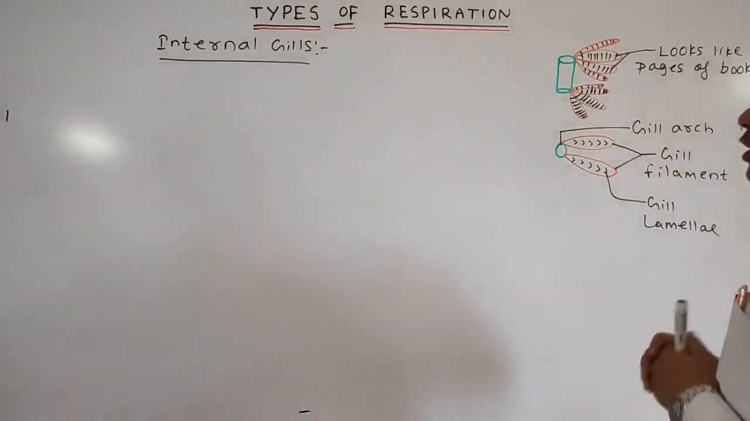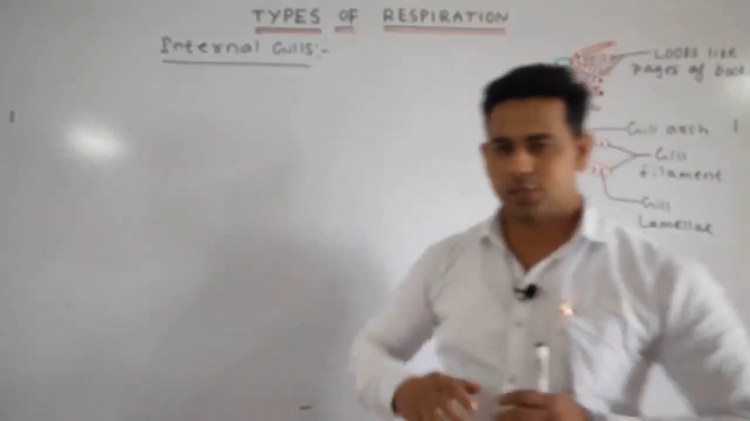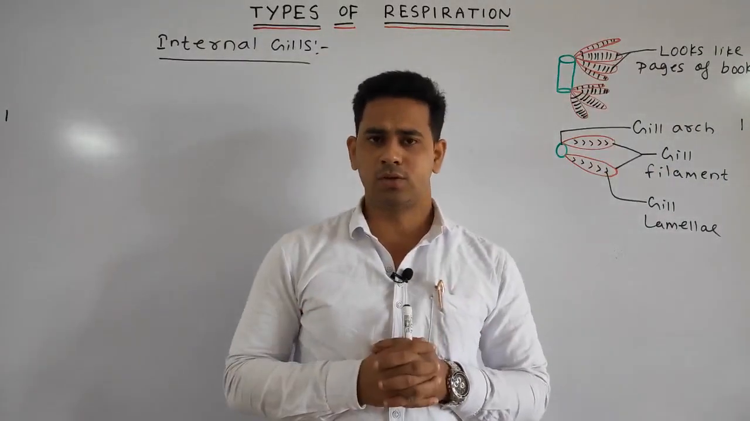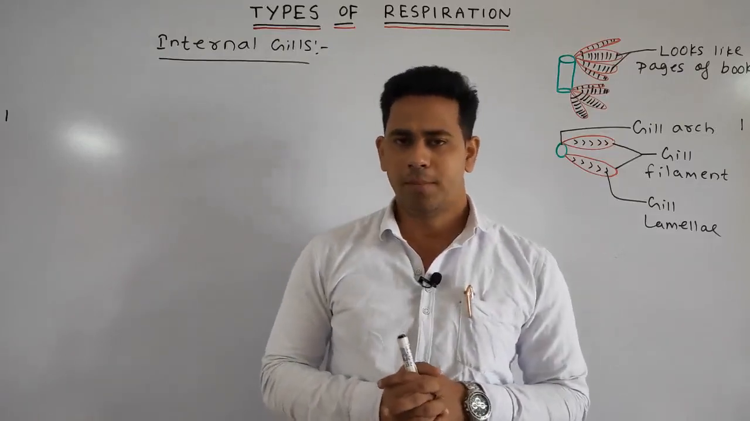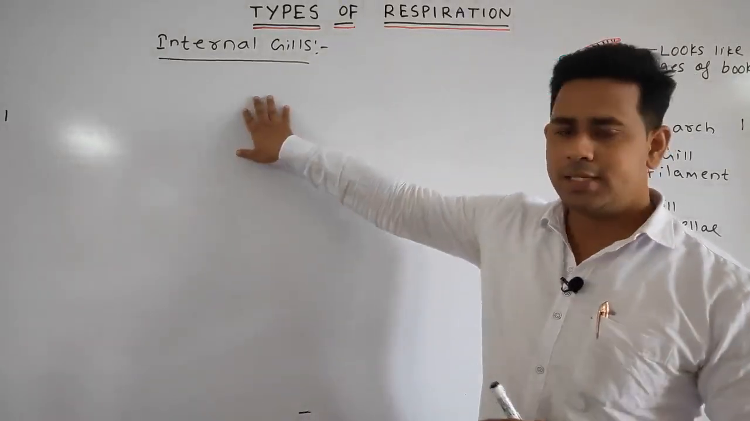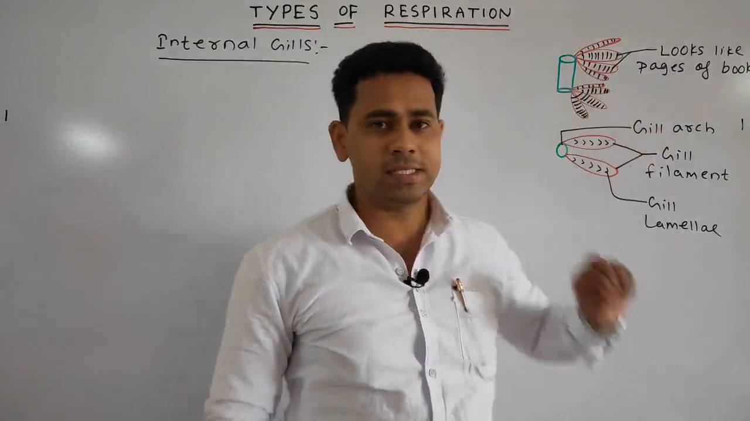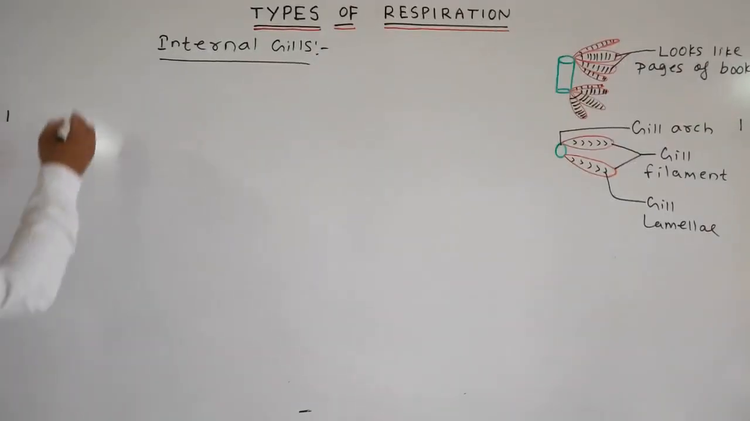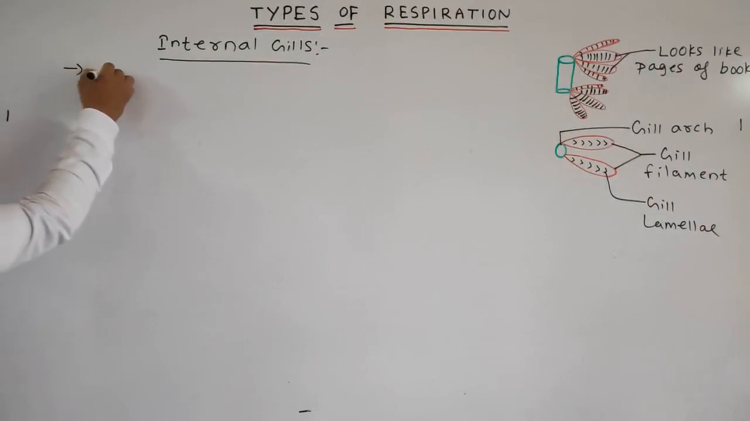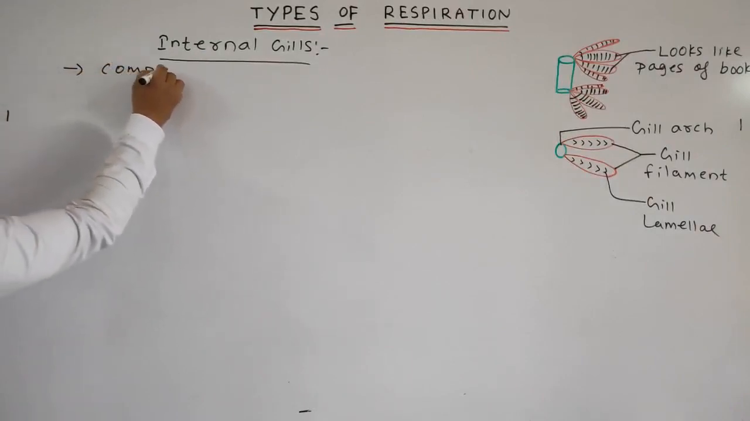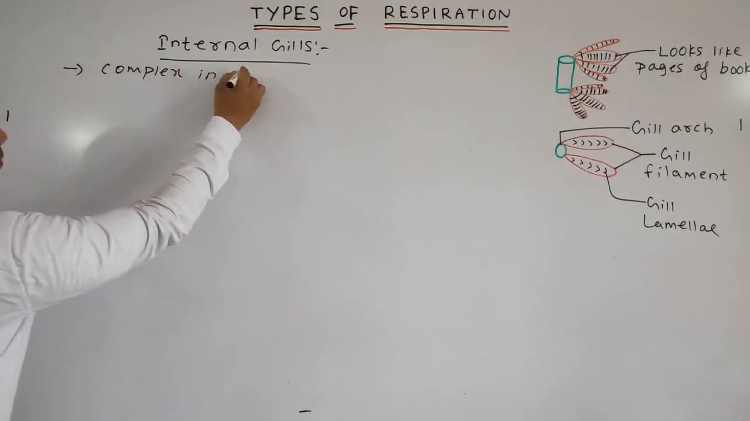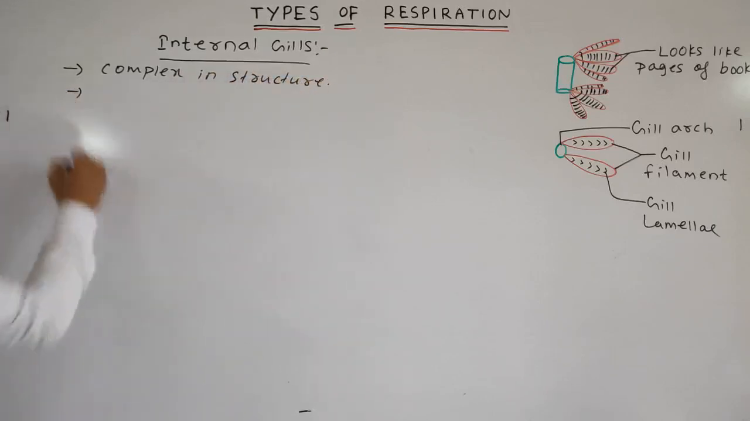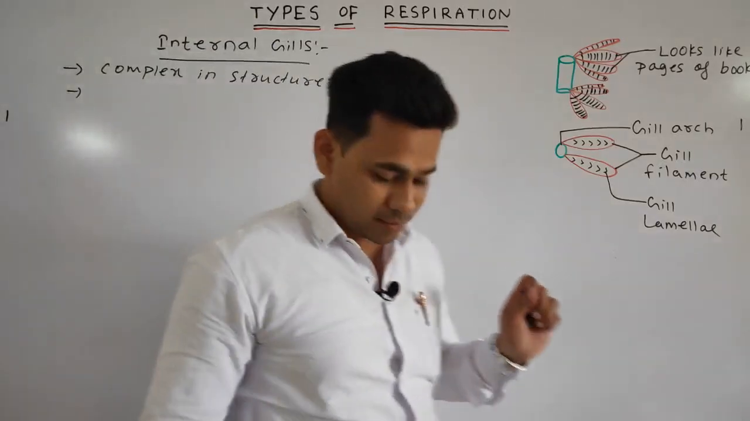Next, students, we will discuss the internal gills. As we discussed, the external gills were simple in structure, but in the case of the internal gills, these are somehow complex in structure. Okay students, so we can write our next point. First point: these are complex in structure.